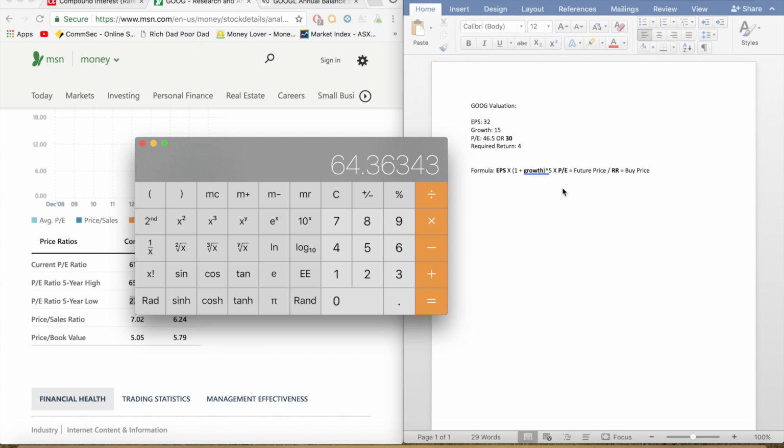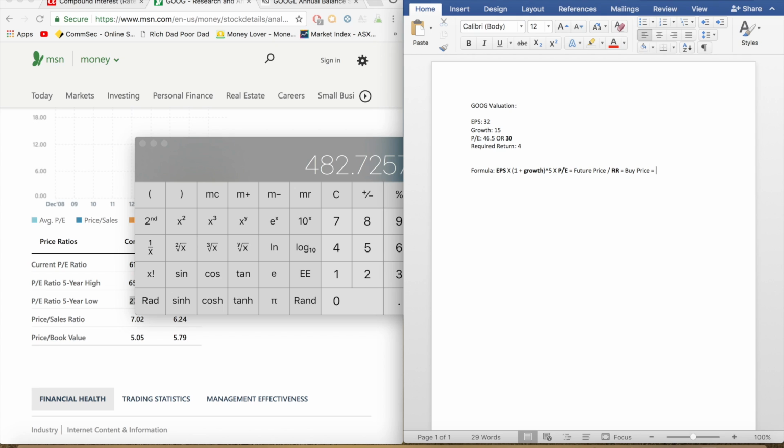And then times by our PE ratio, which is 30. So times by 30. And that gives us what our future price is, so what price we think the stock will be at in 5 years. And to get the buy price, we just divide that by our required rate of return. So divided by 4. So our buy price is $482.70. So we'll put that in here. $482.72. And that's it.